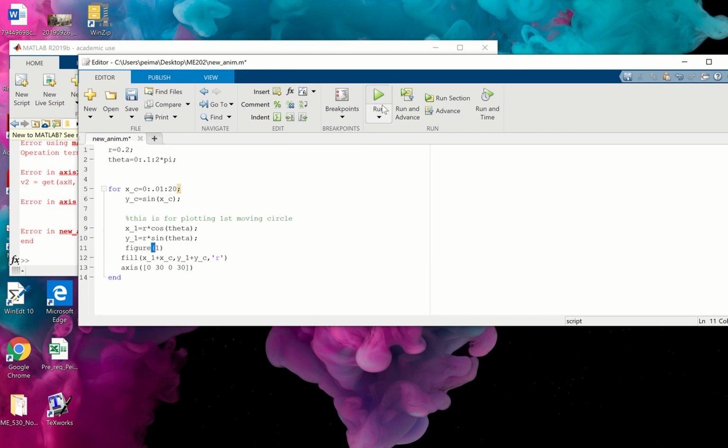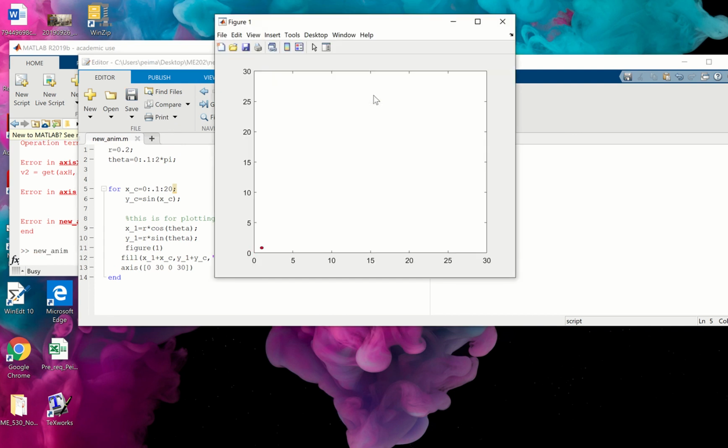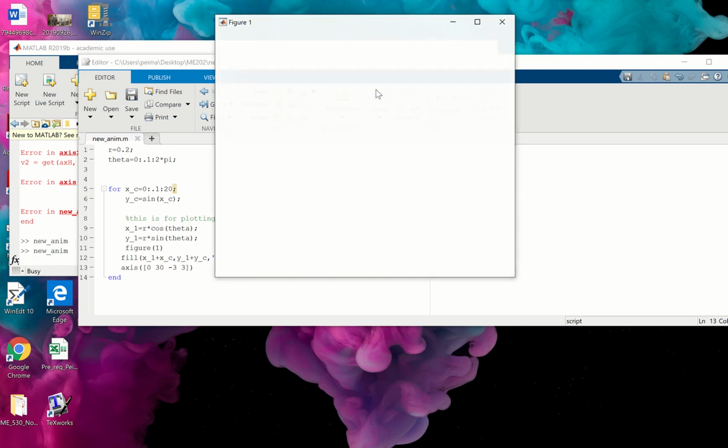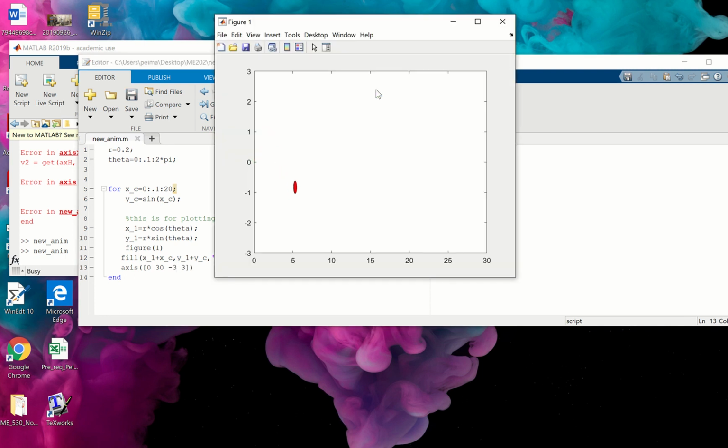So I forgot to say figure 1. Okay, so if I do that, you're going to see that this is changing and bouncing, so y is changing. But this is too much, so I have to reduce the axis to, I don't know, 3 to -3. I want to make sure that, see here guys, oh yeah, that's right. Here we go, you see the circle that is moving as a wave.